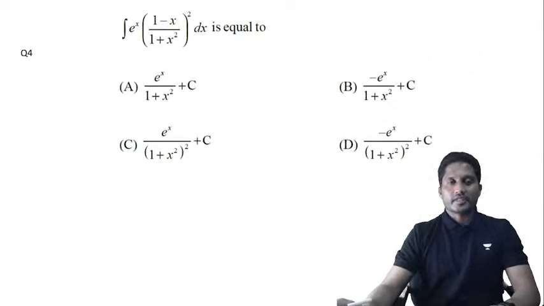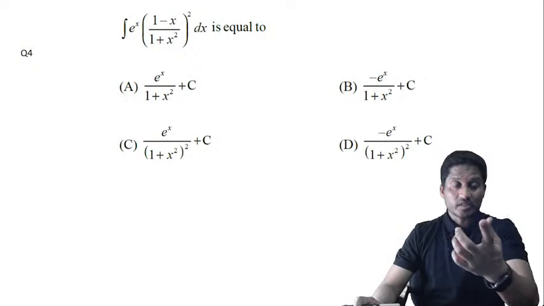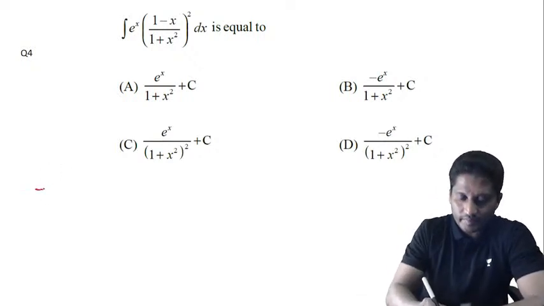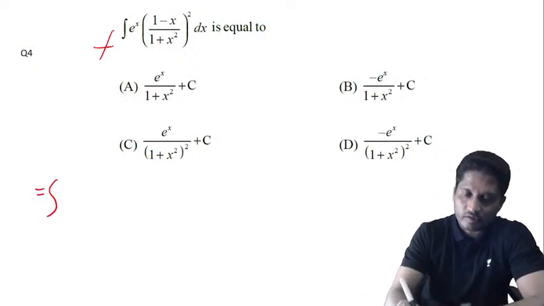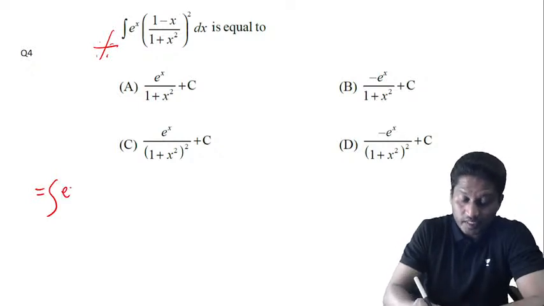Okay, let's move to the next question. Even similar questions in 2021 paper 2 also, there were many questions based on this property. 2021 paper is maximum.